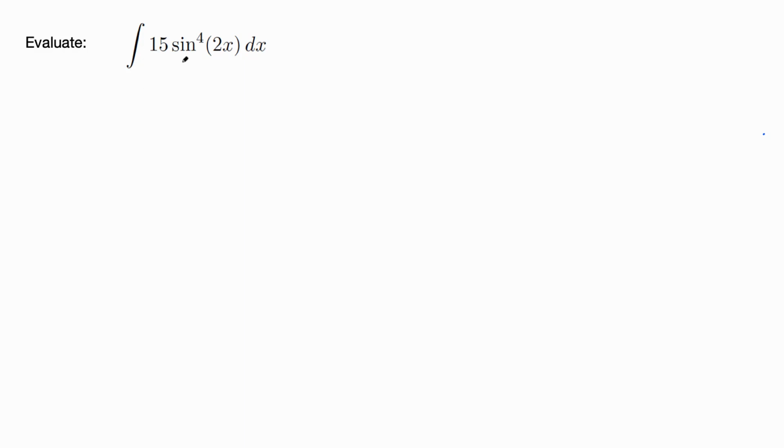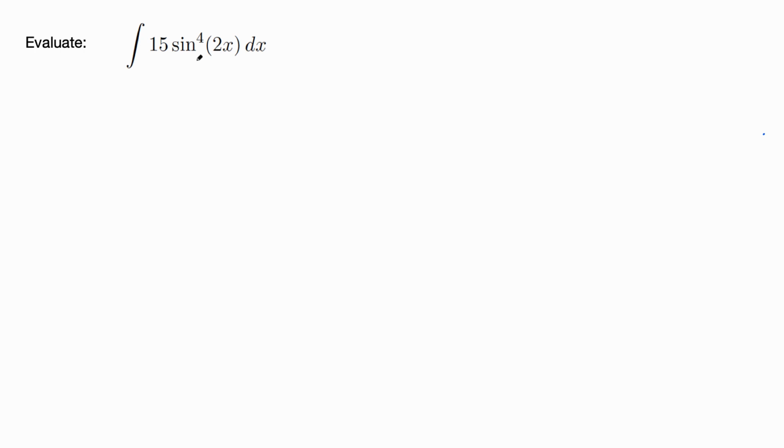Evaluate the integral of 15 sine to the fourth 2x dx. So here is the problem, the fourth power. Somehow we need to get rid of this fourth power. Then when we have sine theta without any power, we can just do the integral. So somehow we need to get rid of the fourth power.